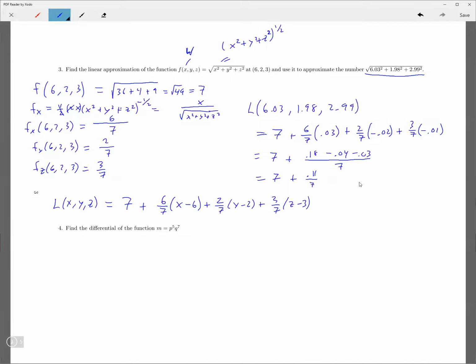It looks like we're supposed to round to 5 decimal places. So 7 plus 0.11 divided by 7. And I get approximately 7.01571. The next one is a 4, so that stays as a 1. Okay, let's see if that's the answer.